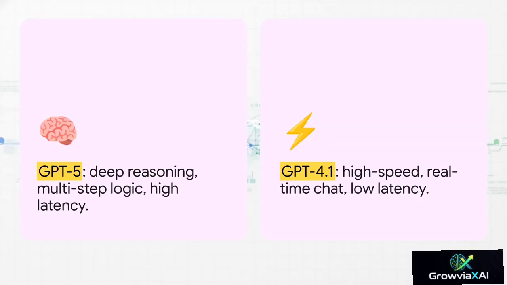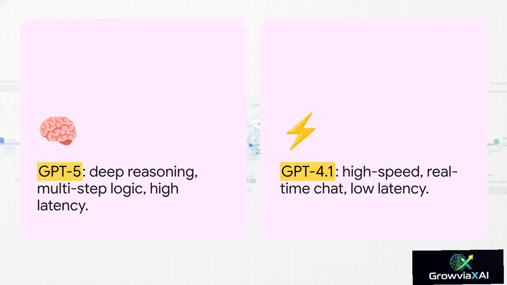Moving right along, Section 2, choosing the right brain. So not all AI brains are built the same, which means picking the right tool for the job is essential. Ask yourself, do you need the fast, snappy responsiveness of GPT-4.1 for a quick chat, or maybe a customer service bot where low latency is everything? Or do you need the deep, deliberate thought of GPT-5 for a complex architectural refactor?